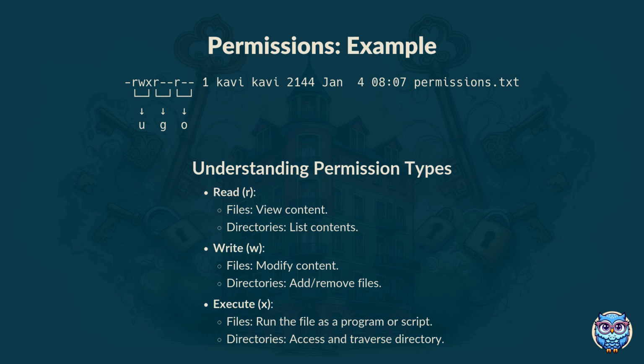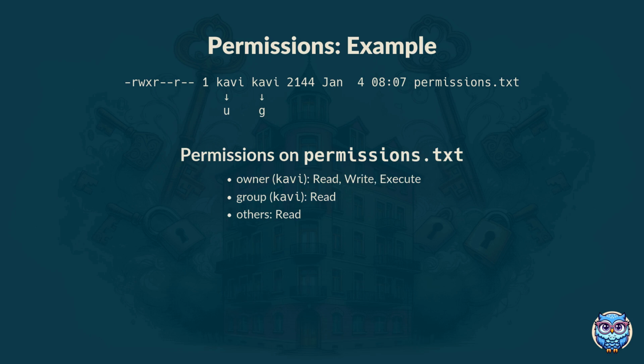Now let's break down the types of permissions: r for read, w for write, and x for execute. Read allows viewing the contents, write allows modifying it, and execute allows running it as a program for files or accessing it for directories.